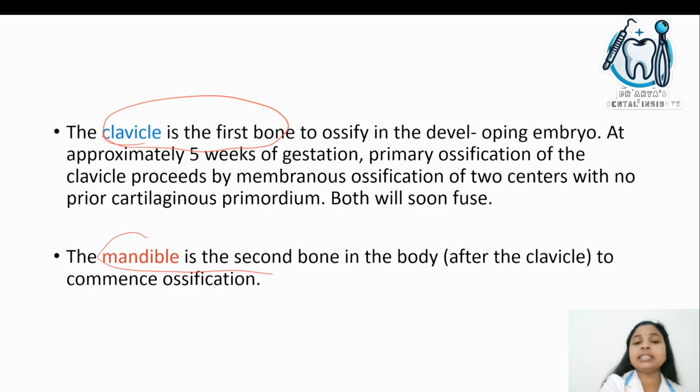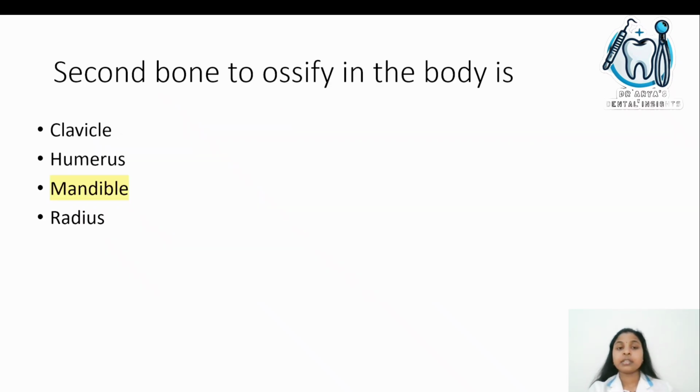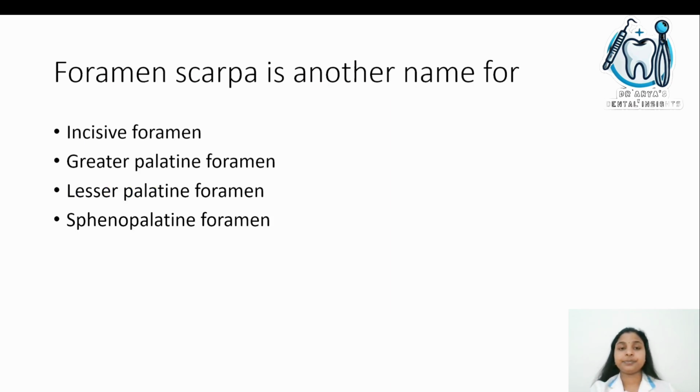And the mandible is the second bone in the body after the clavicle to commence ossification. So which is the second bone to commence ossification? It is the mandible. The first bone is the clavicle. These are the two questions related to each other. So the second bone to ossify in the body is the mandible.